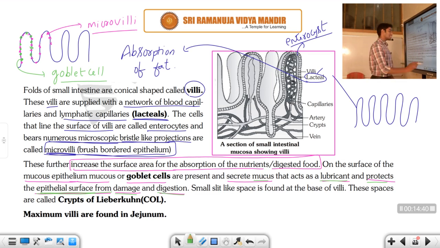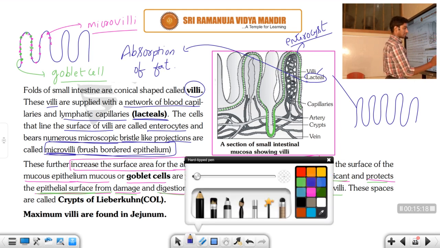Next, there is a small slit-like space found at the base of the villi. Where is the base of the villi? You can see this green part is the villi, all of this is villi only. Now we are talking about the base of the villi, that means this part. You can see the U-shaped part in this diagram. There is a space in between the bases of the villi, a small slit-like space.